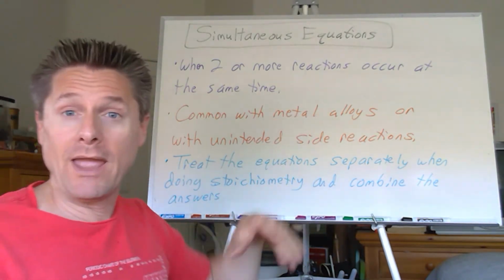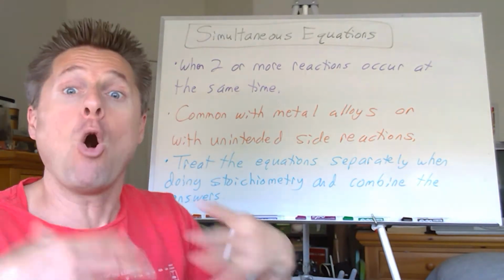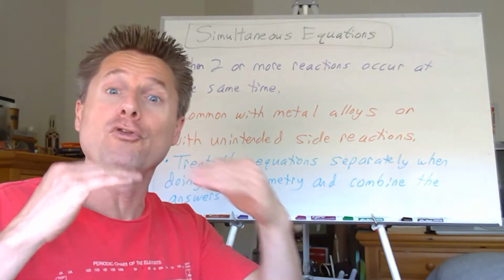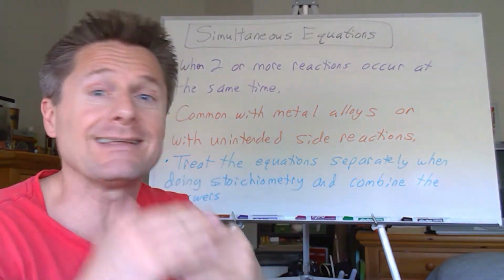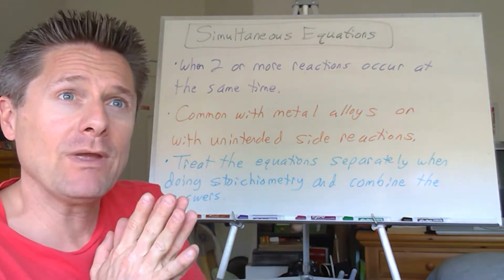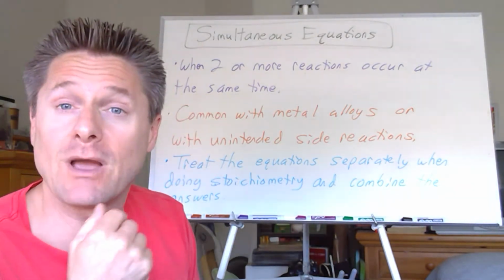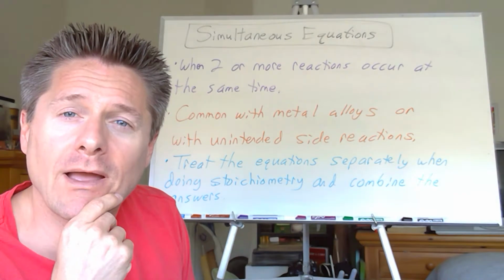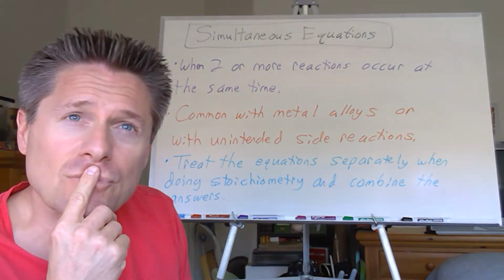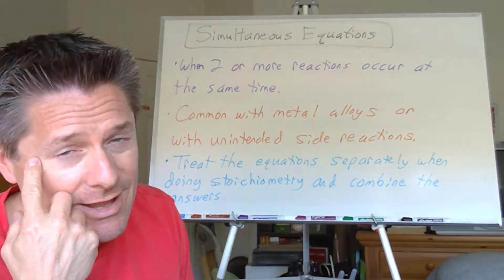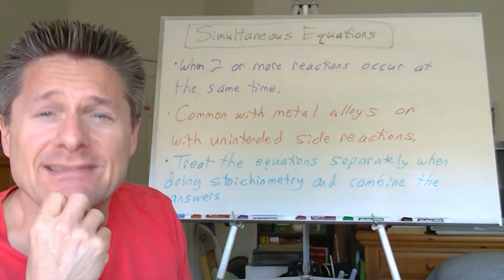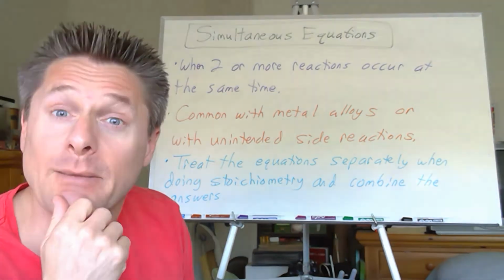So if we have an alloy that's two or more metals and they all react with this acid, you have multiple equations. If you have two metals, they're both reacting simultaneously. Or you could have a side reaction, like the nitrogen coming in with air as well as the oxygen. How do we treat this mathematically? Well, you've got to treat them separately. Got to keep them separated.